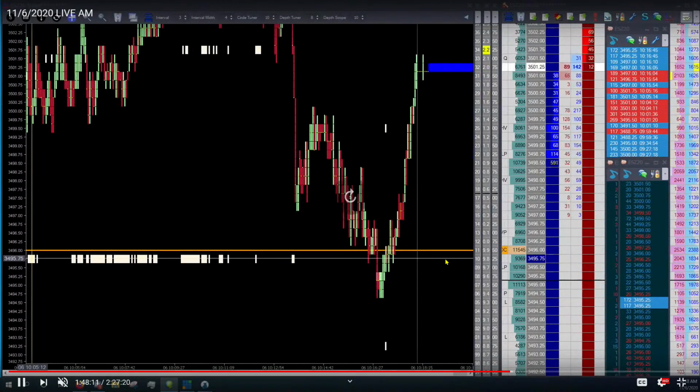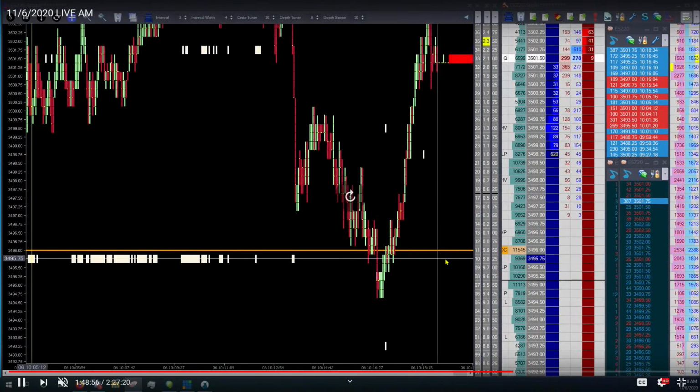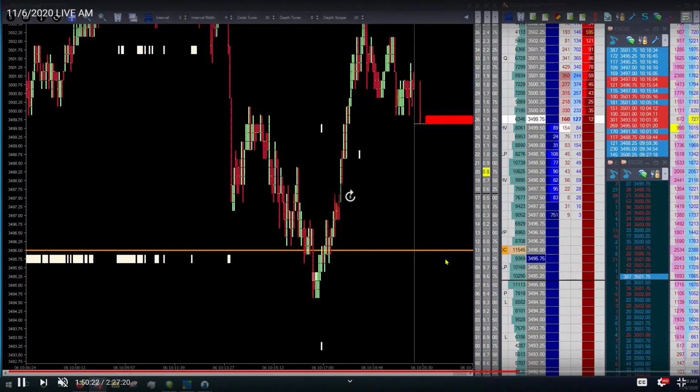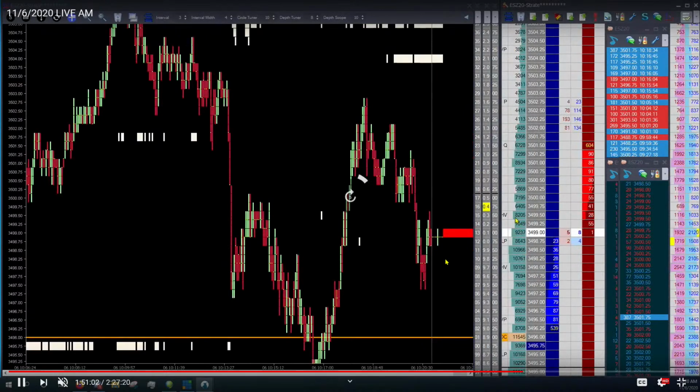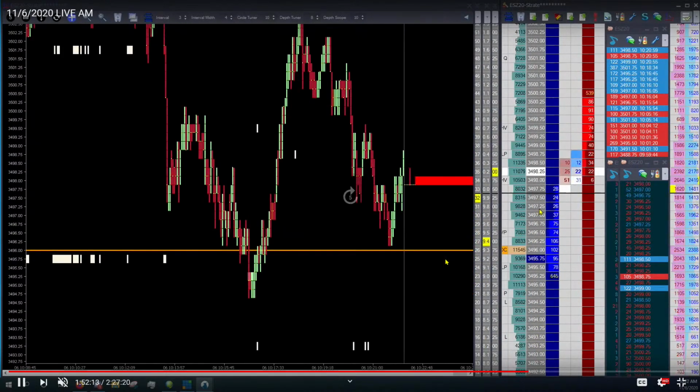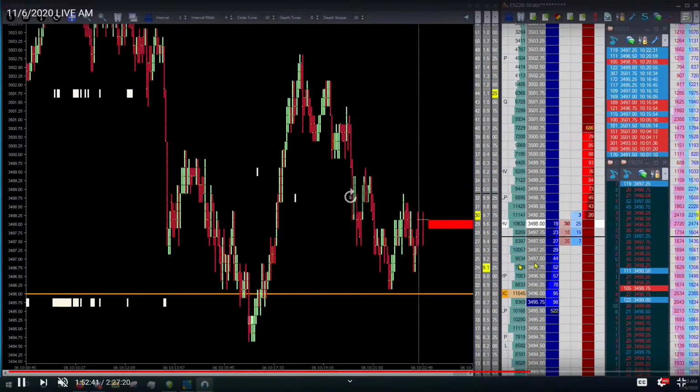There she goes. Goodbye. Here's where it really blew, like, it's scary. But here's the thing, see all that selling? I knew what this play was. Look how it came right back to me. I knew what it was. Also, the RTH point of control was here as well. So I do want to mention that.